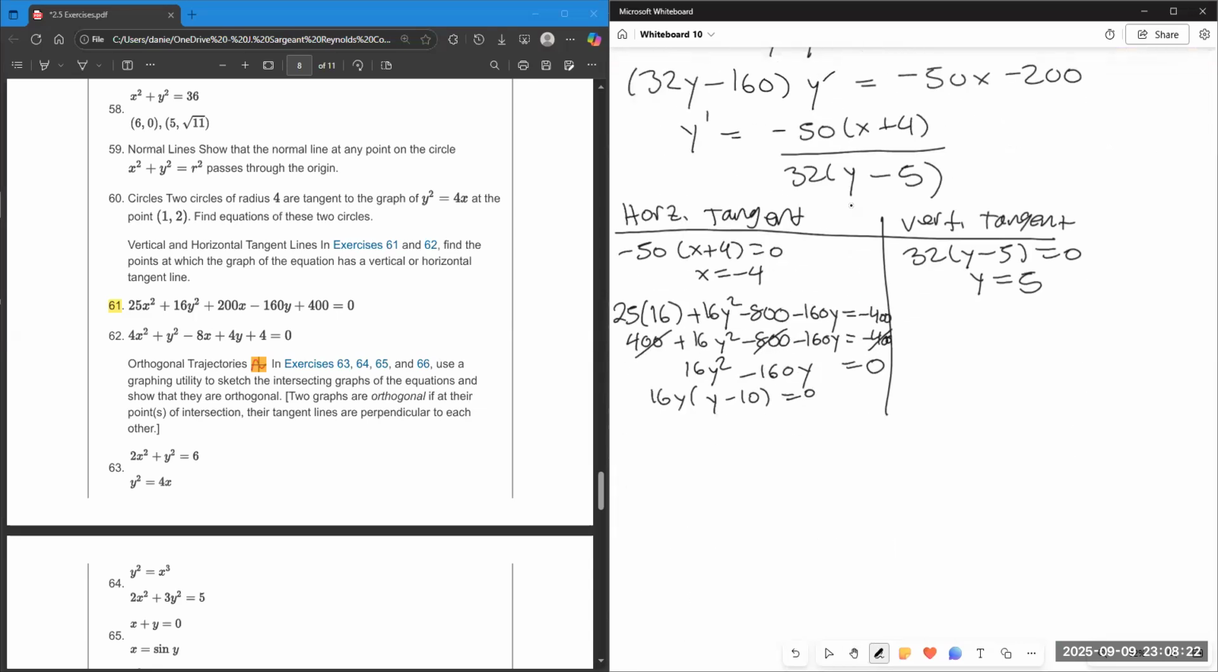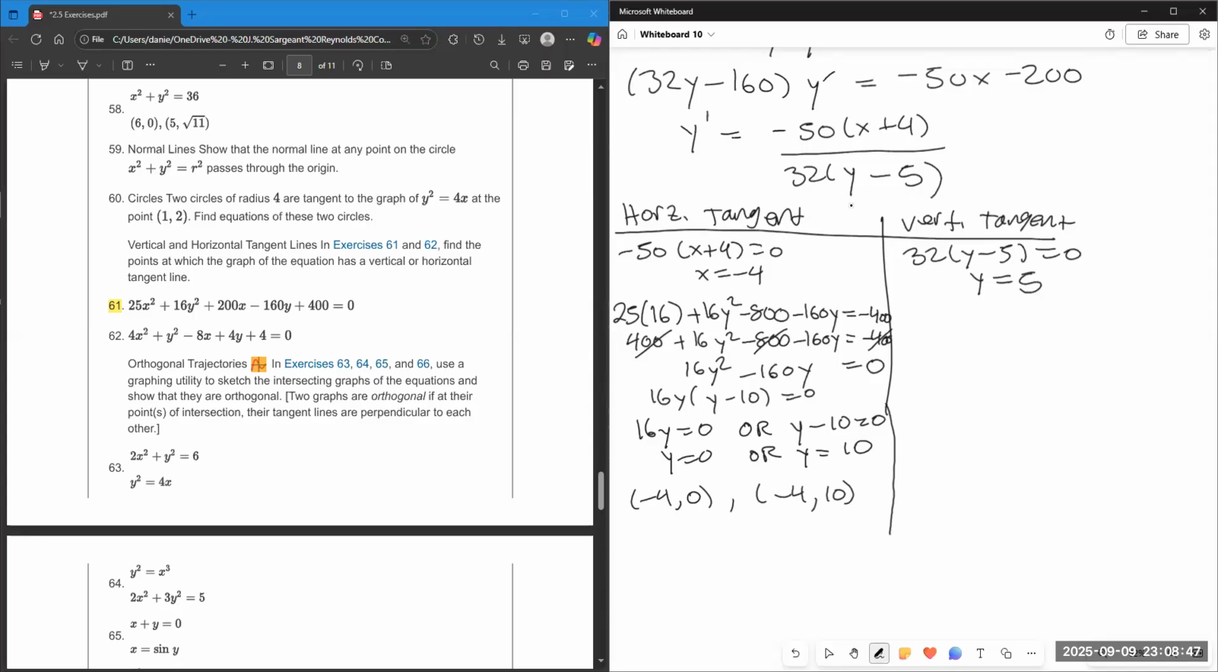That gives me 16y equals 0, or y minus 10 equals 0. So y equals 0 or y equals 10. Remember, x was negative 4, so that gives me the point negative 4, 0, and the point negative 4, 10, where I have horizontal tangent lines.